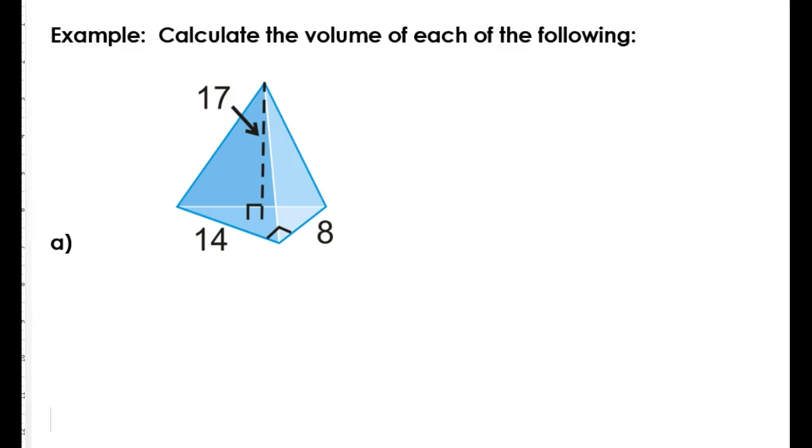Well, if I look at the base here, it is a triangle, and so that actually makes this fairly simple because I know what the formula is for a triangular base. So I know that the volume of any pyramid is going to be the area of the base times the height of the entire pyramid divided by 3, because a pyramid has 1/3 of the volume that a prism does.